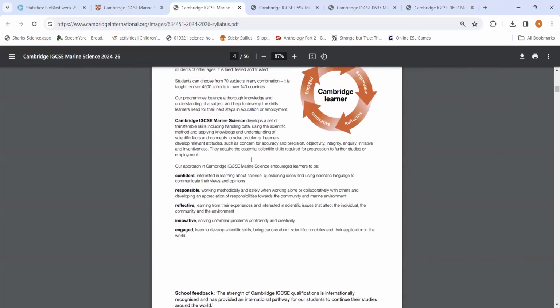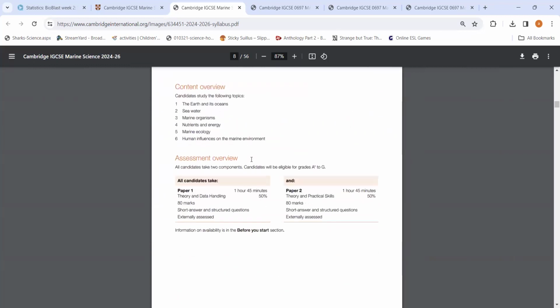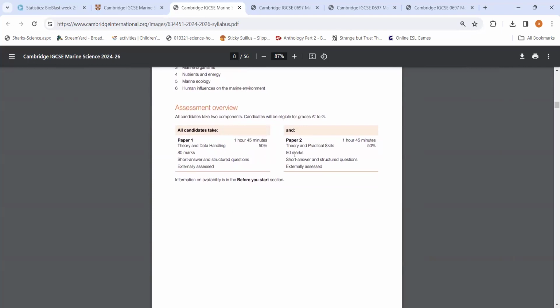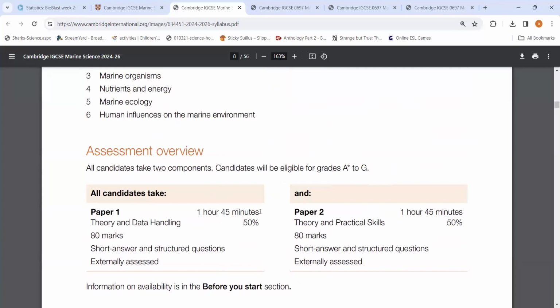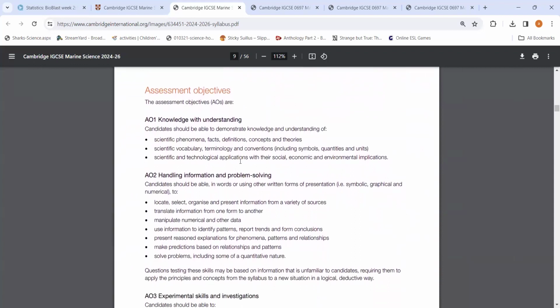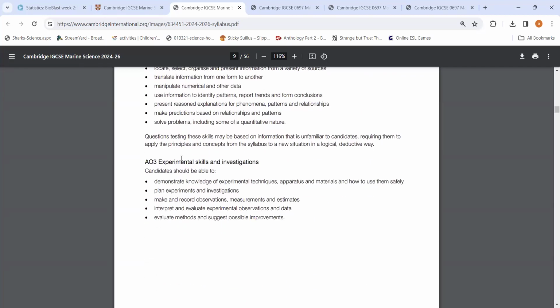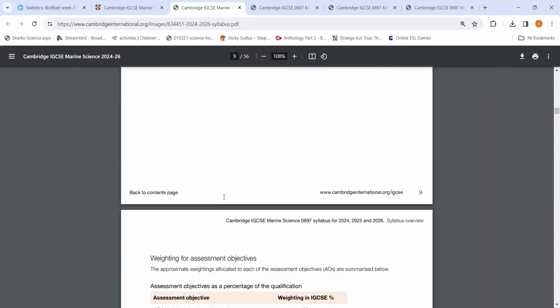The first thing I like to do is go through the information on paper one and paper two, nice and simple. They're both 1 hour 45 minutes and they're both worth exactly the same amounts. This part is very useful for looking at what you're expected to do. I would especially look at the experimental skills and investigations as well. Don't forget that's important.